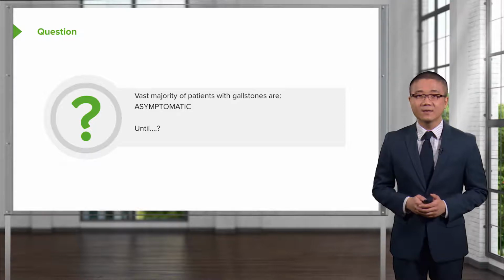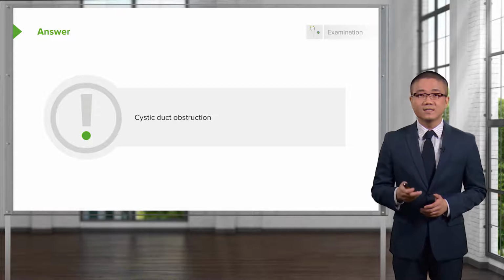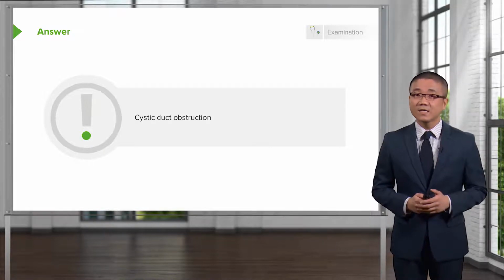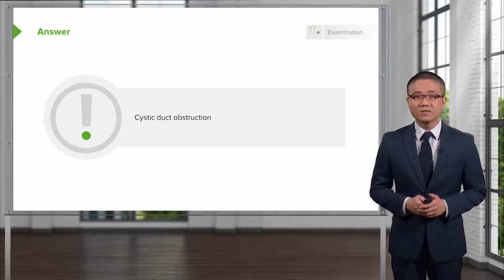I'll give you a second to think about this. The answer is cystic duct obstruction. That's right, whether it's symptomatic cholelithiasis, in that there's intermittent obstruction, or acute cholecystitis, where there is a chronic obstruction, these are in common when patients develop symptoms.